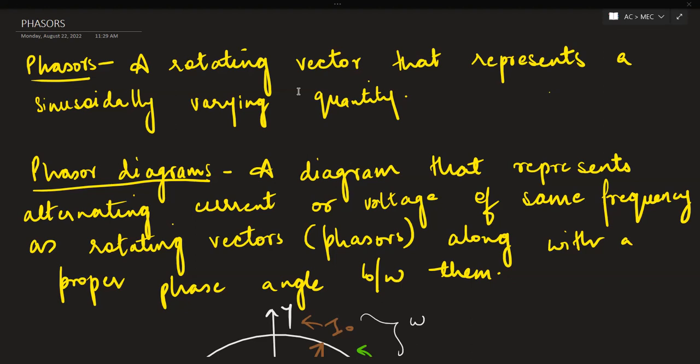Hamza, tell me one thing. What is the phase difference between current and EMF in the circuit having only a resistor? Fatima? No idea, Fatima. Atif?